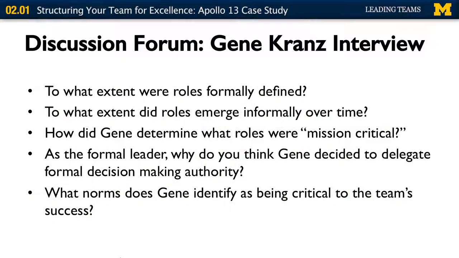If you put yourself in Gene's shoes, how do you think he made those decisions about who to delegate to and what decision-making authority to keep for himself versus delegate to others? There's some really important lessons in Gene's experience with respect to how to manage that authority and decision-making power within teams. And then lastly is, what norms does Gene identify as being critical to the team's success?